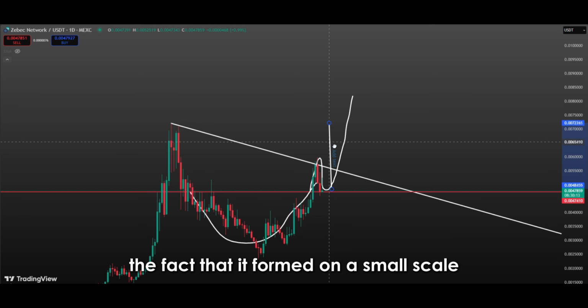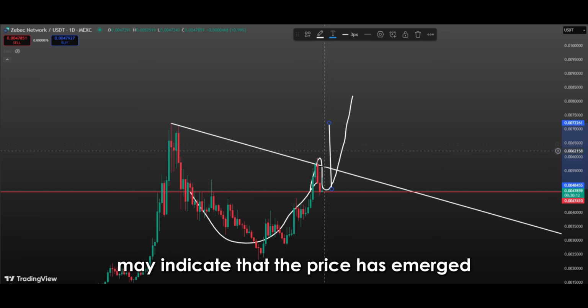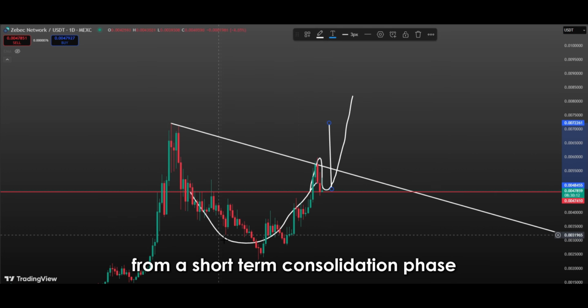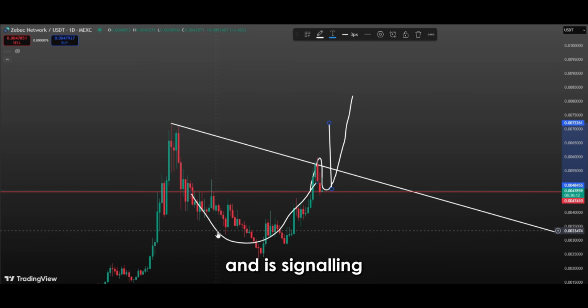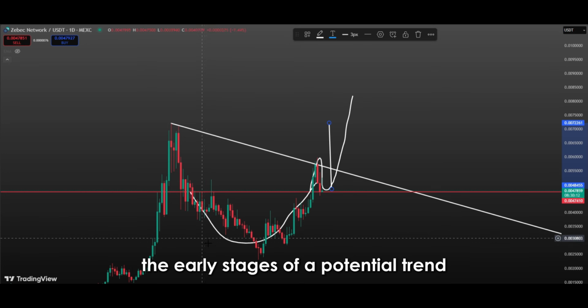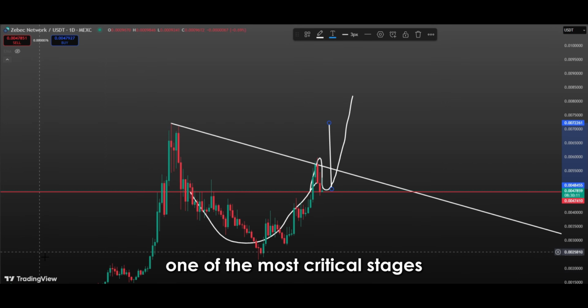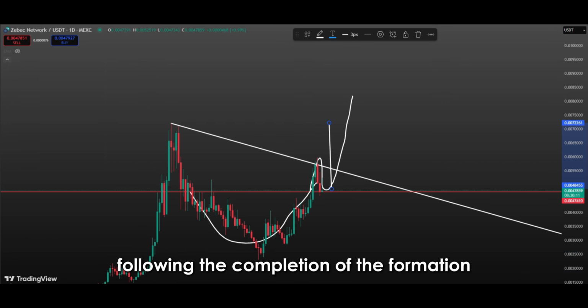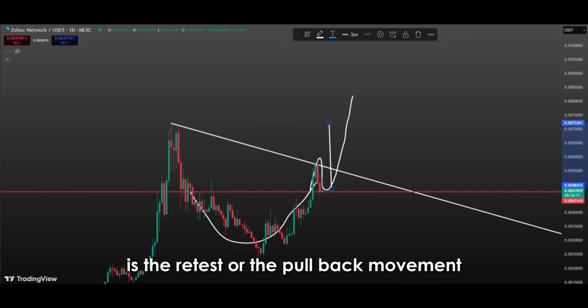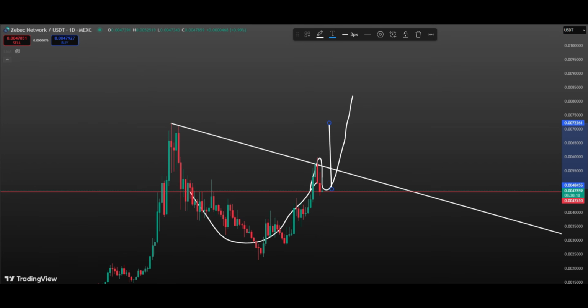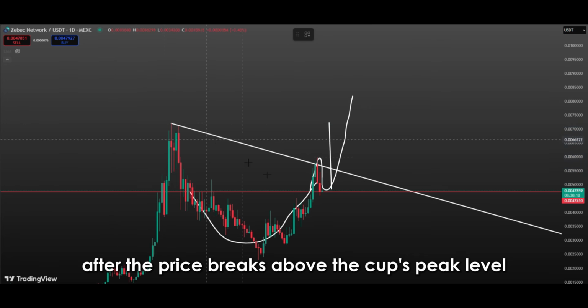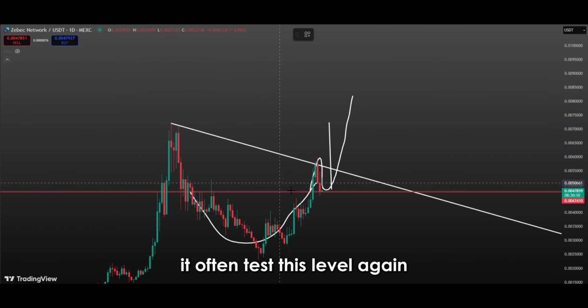The fact that it formed on a small scale may indicate that the price has emerged from a short-term consolidation phase and is signaling the early stages of a potential trend that can be examined on larger timeframes. One of the most critical stages following the completion of the formation is the retest or the pullback movement. After the price breaks above the cup's peak level, it often tests this level again.